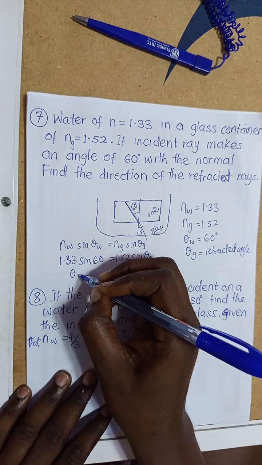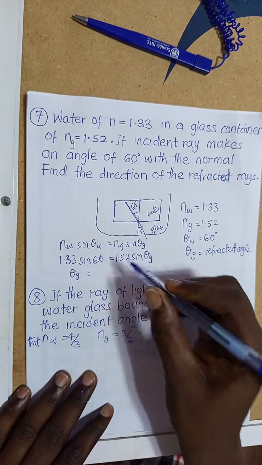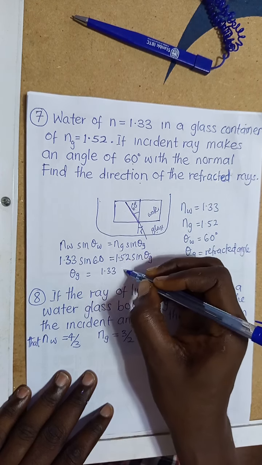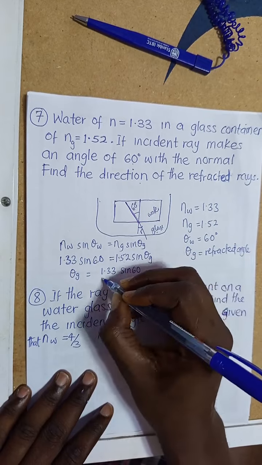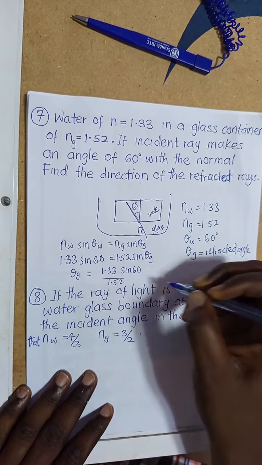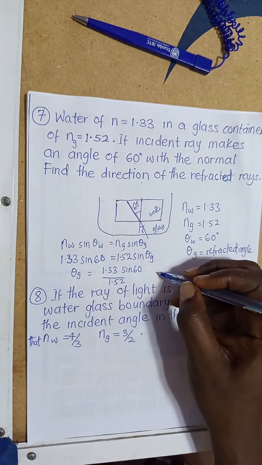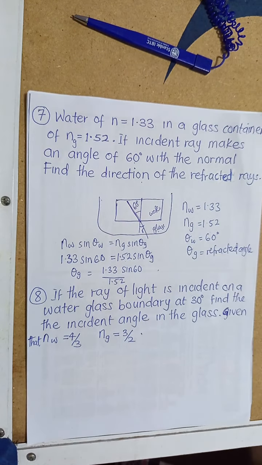So in that case, theta in glass should be equal to what? Divide both sides by what? That will be 1.33 sine 60 divided by 1.52. So if you do that, what we are going to have is what? I would have 0.758. Let's check.